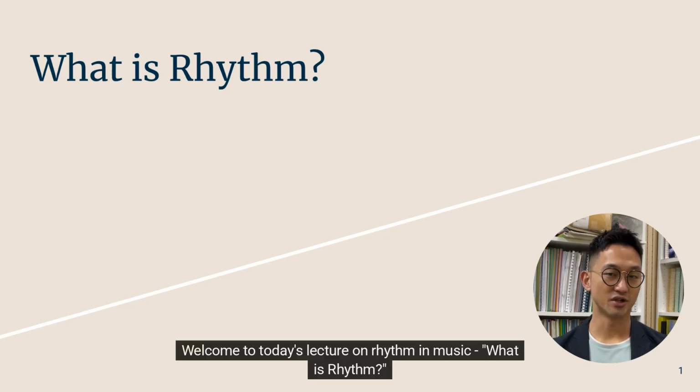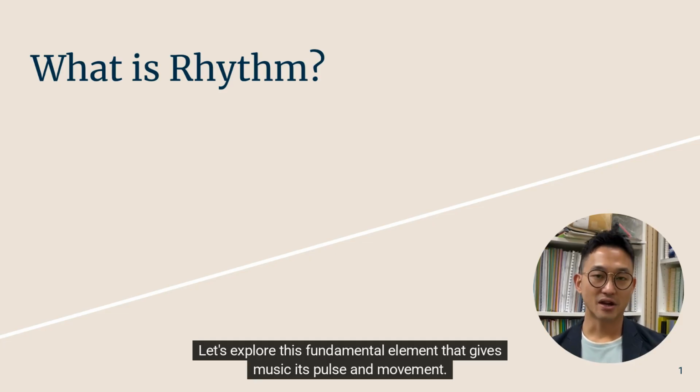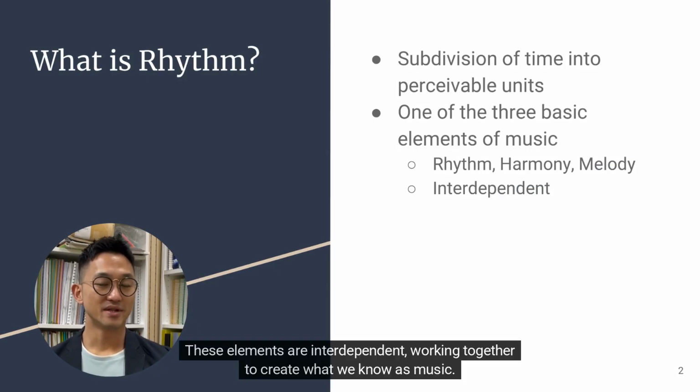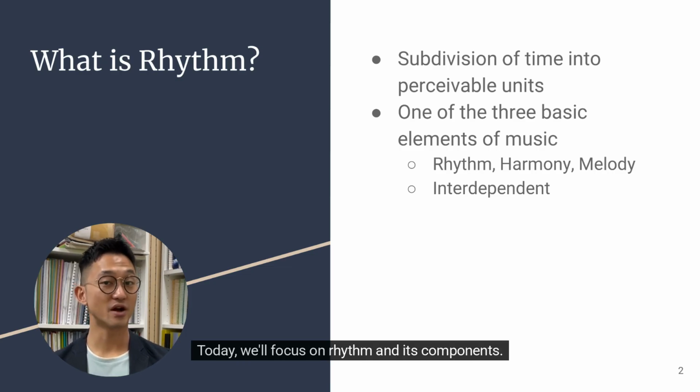Welcome to today's lecture on rhythm in music. What is rhythm? Let's explore this fundamental element that gives music its pulse and movement. Rhythm is one of the three basic elements of music, alongside harmony and melody. These elements are interdependent, working together to create what we know as music. Today we'll focus on rhythm and its components.